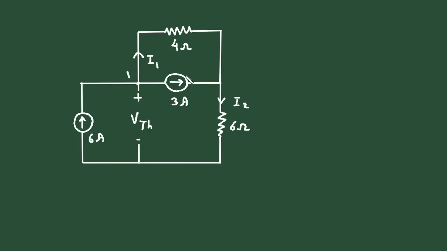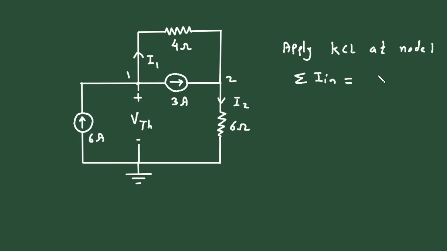Now here this will be node 1 and this will be node 2. So we have to find this node voltage, and let's say this is our reference node or ground node. So apply KCL at node 1. Now according to KCL, that is Kirchhoff's current law, summation of all the current entering a node is equal to summation of all the currents leaving the node.